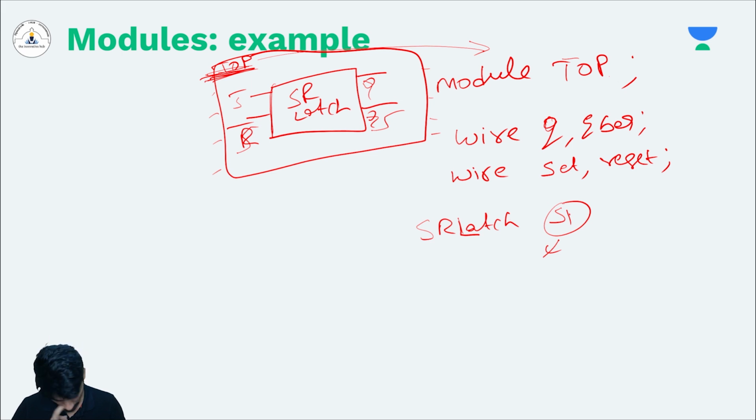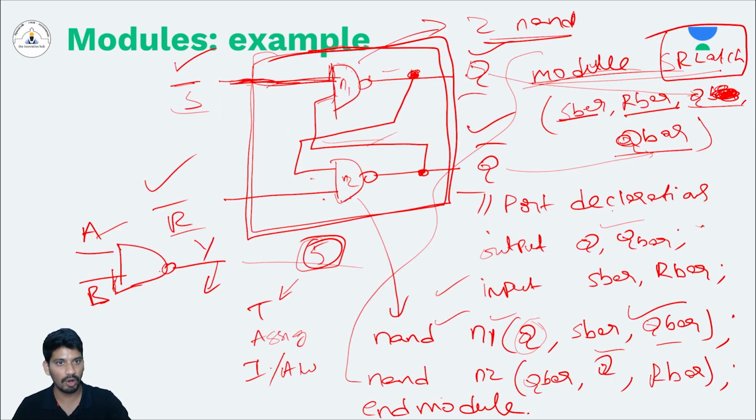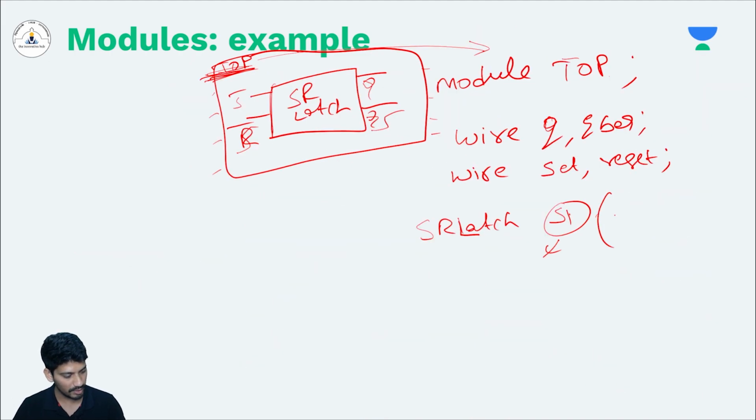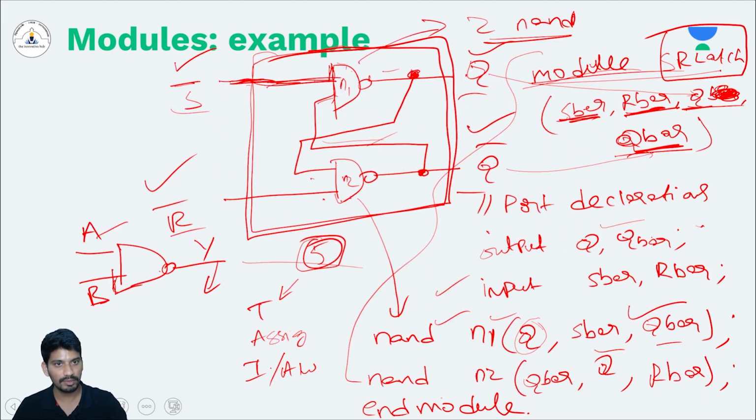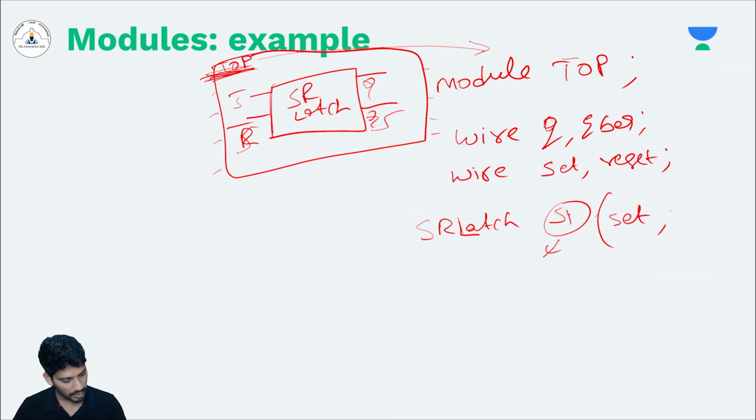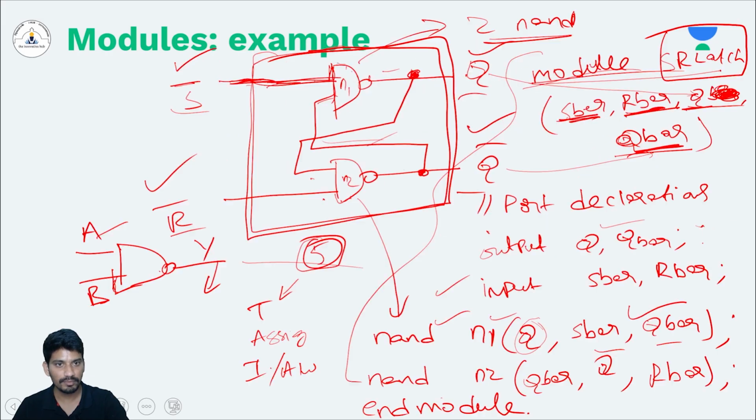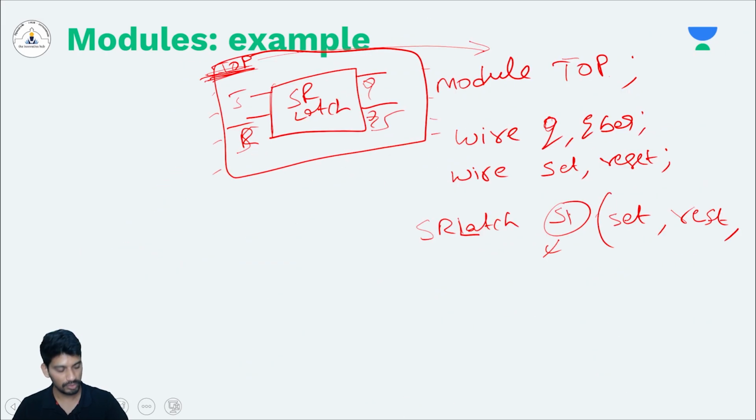Module instance S1. Then you will assign the ports in whatever order you have defined. Here you have defined S bar, R bar, Q, Q bar. So the same order I need to follow here. Set. Next one is R bar, which means reset. Next one is Q, Q bar. So Q means small q and Q bar means small qbar. Right? Now this module is instantiated in the top module.